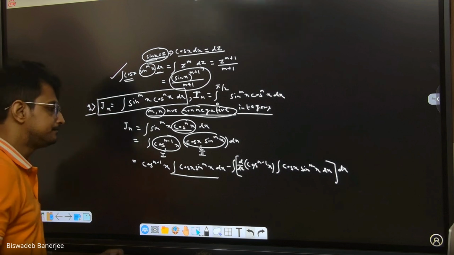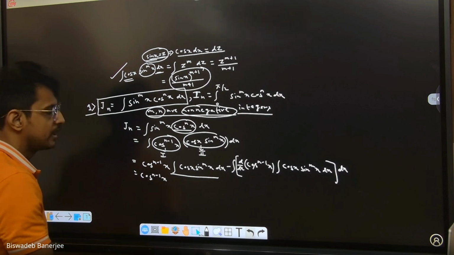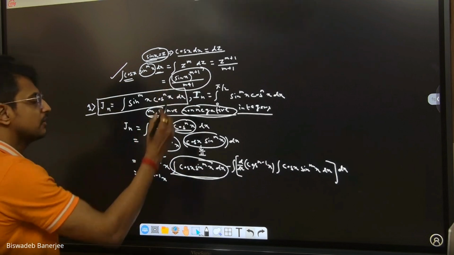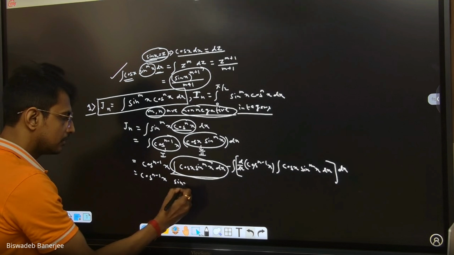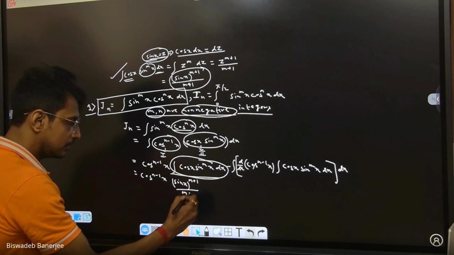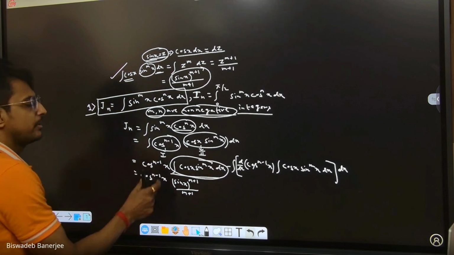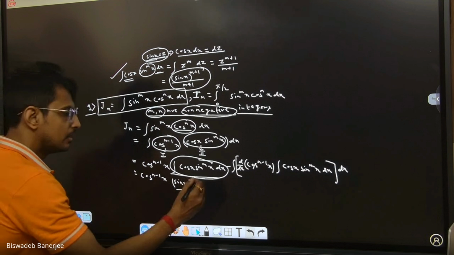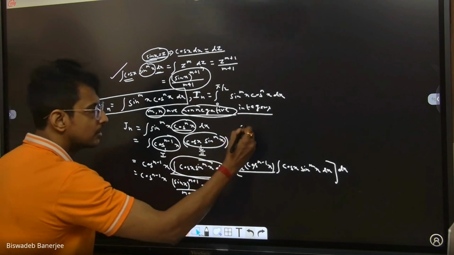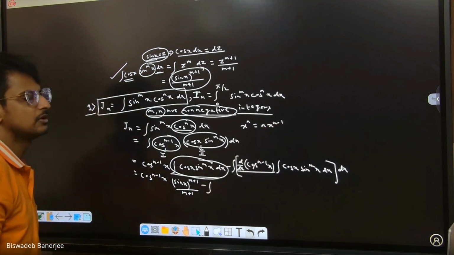So this cos to the power n minus 1 x remains as it is. For this integration, the value is sin x to the power m plus 1 by m plus 1. This portion remains as it is, and this integration becomes this. Minus integration. What is the derivative of cos to the power n minus 1 x? We know the derivative of x to the power n is n into x to the power n minus 1.